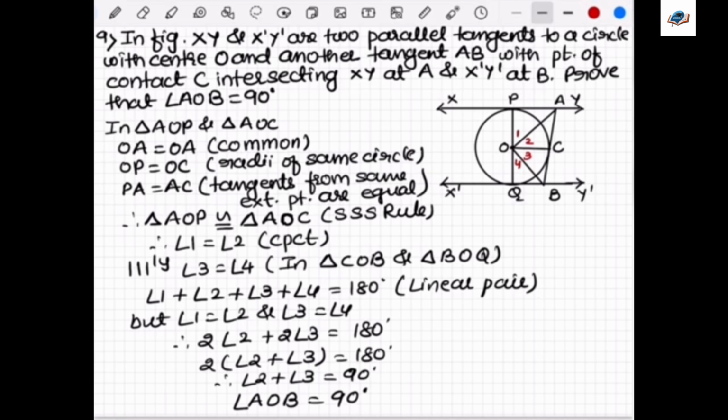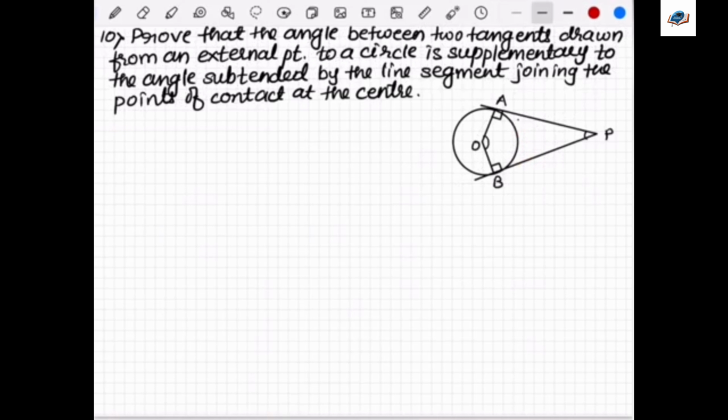Now angle A is 90 degrees, plus angle P I don't know, angle B is 90 degrees, angle O I don't know, equals 360 degrees. So 90 plus 90 will be 180. So I can say angle P plus angle O equals 360 minus 180. So angle P plus angle O equals 180. So I proved that the sum of angle P and angle O is 180.